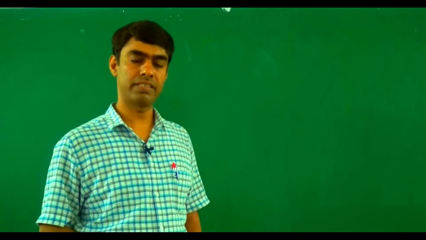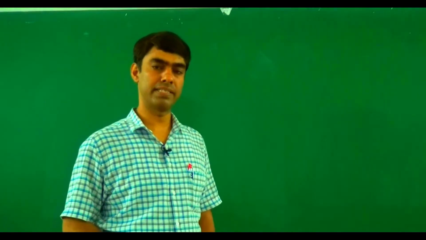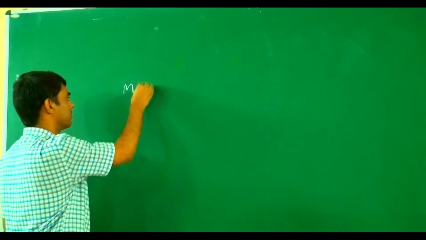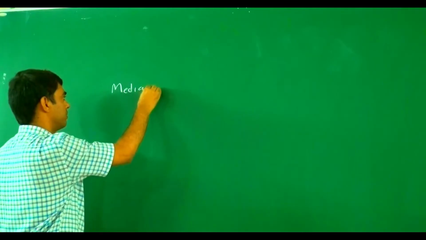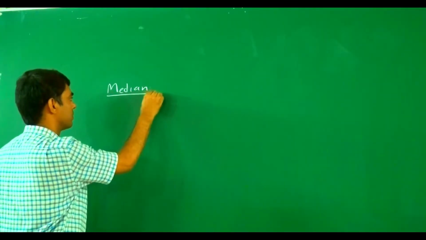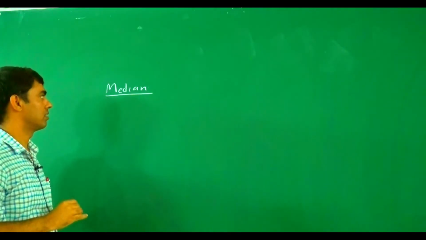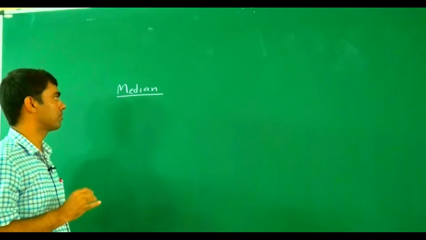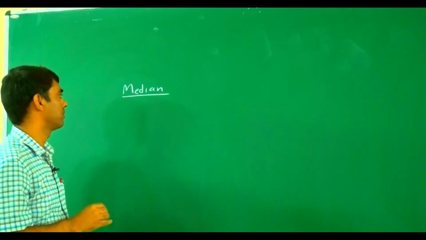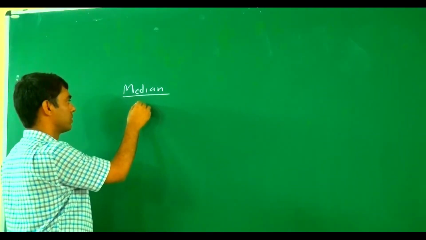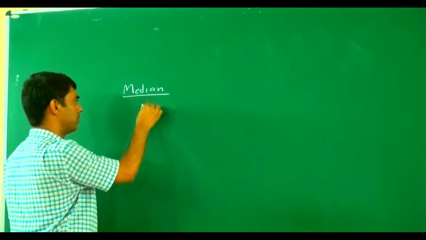Medians. This is another statistic, a measure of central tendency. So what is the median? Now we start with the definition of a median. The median is a positional mean. If we talk in terms of a mean, this one is a positional mean. It is a mid value.